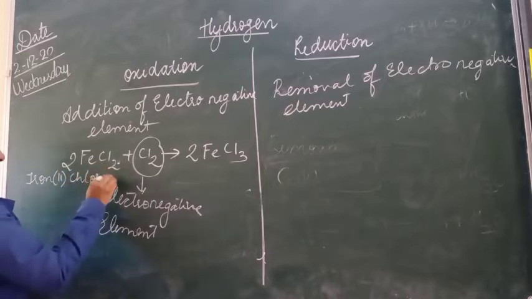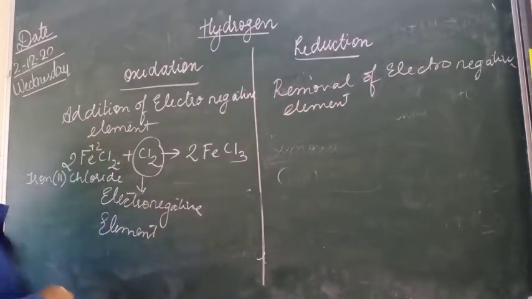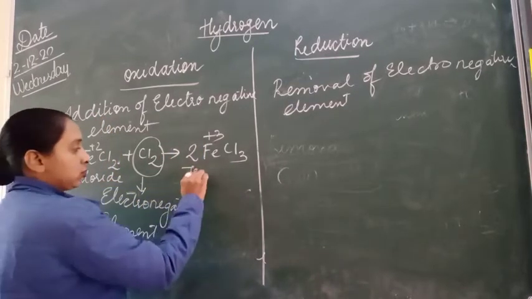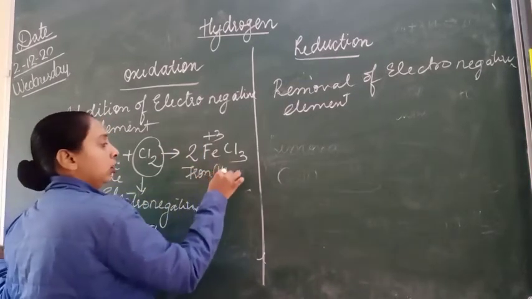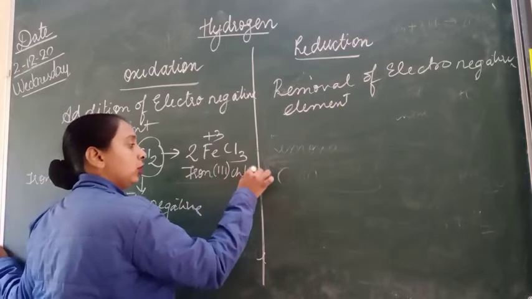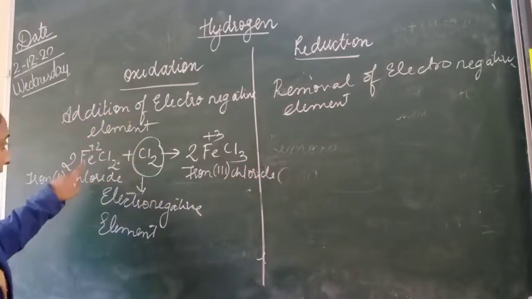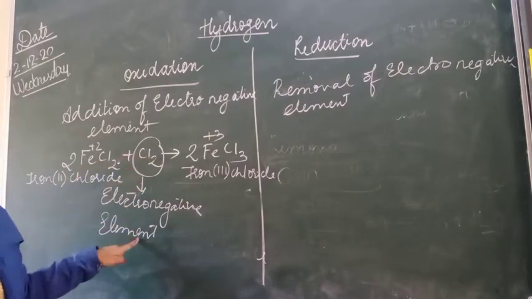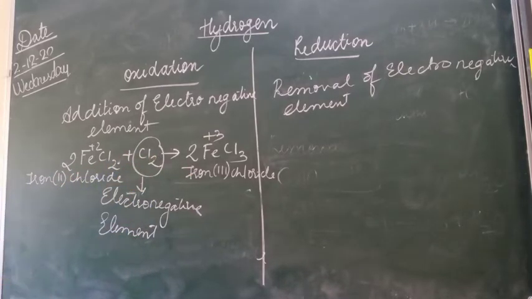Now its valency here is +2, and here the valency for iron is +3. So its name is iron 3 chloride. Okay, so here we can say addition of electronegative element is taking place. Chlorine is an electronegative element. Now we have to show the reaction for removal of electronegative element.